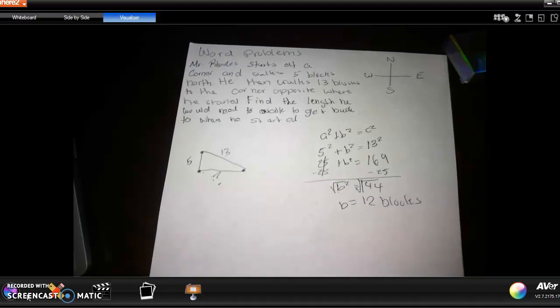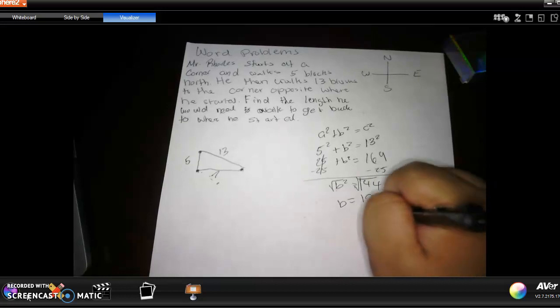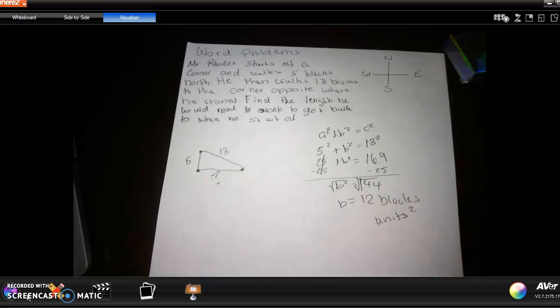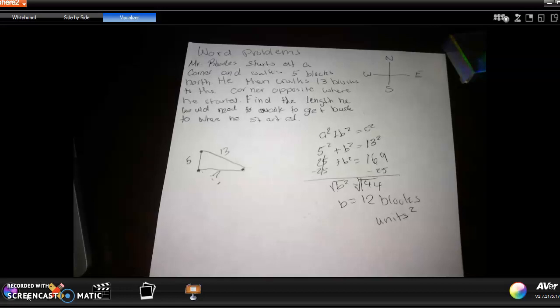Please make sure that you put your units when they give them to you, unless it is specified otherwise. People have been telling me they're not sure what units are. Units are things like pounds, inches, feet, miles, yards, square feet, anything like that. If they have not given you units, but they tell you to use units, you would just say units squared. You would write out the word units, and then say squared, if they tell you to use units without actually giving them to you.